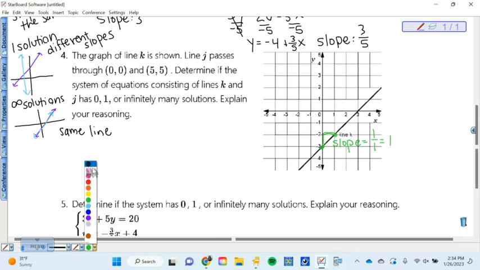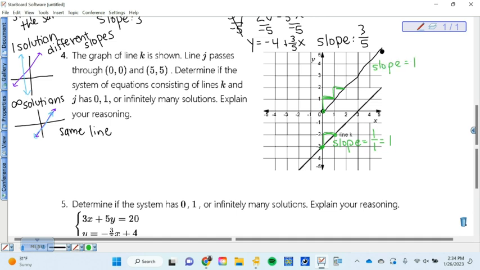Okay, and then line J, it says it passes through 0, 0, and 5, 5. So I can just plot those 2 points. 0, 0 is right here. 5, 5 is up here. And if I connect those points together, I'll see my line. And what's the slope of this line? It's also 1, right? I'm going up 1, over 1. So the slope of this line is 1.